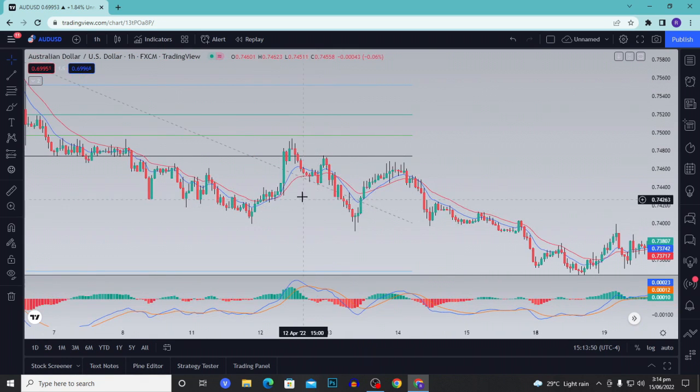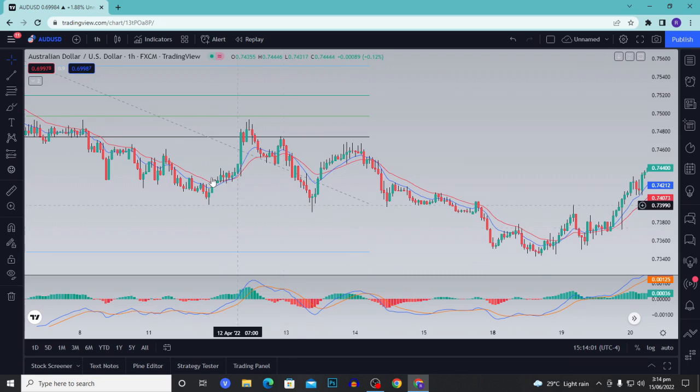Okay, now we look for an entry. As you can see, the MACD line is above the 0 point, which is a good indication that price can give us a selling entry. So what we need to do now is wait for the MACD line to drop below the 0 point on the MACD indicator, which happened right here.